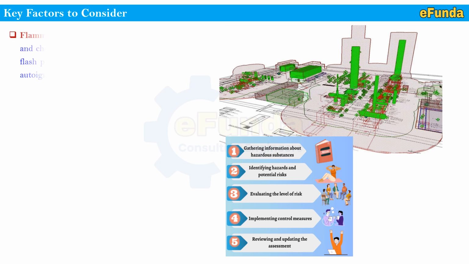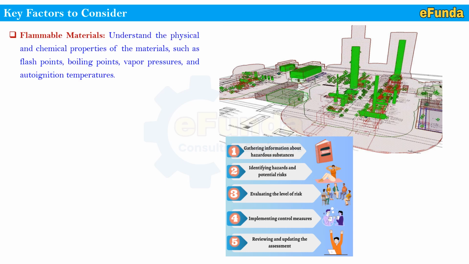First is the flammable material. Understand the physical and chemical properties of such a material, such as flash point, boiling point, vapor pressure and auto ignition temperature.